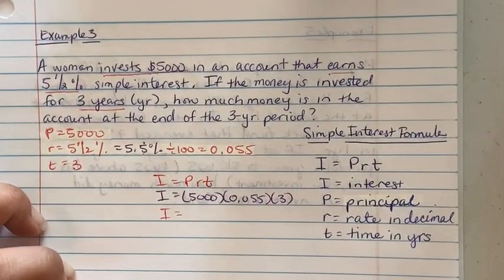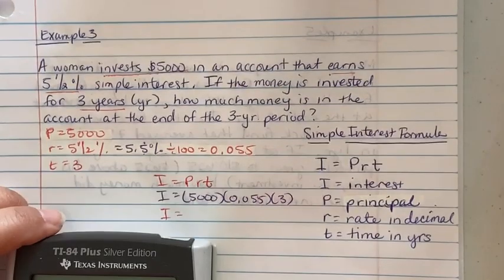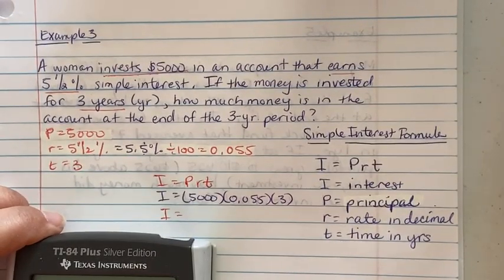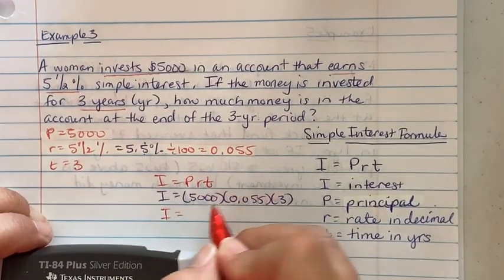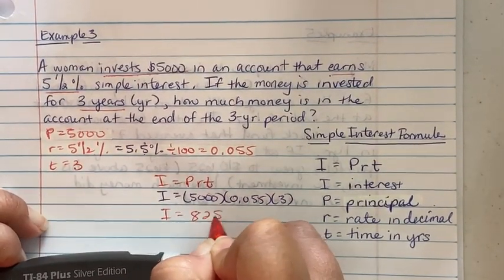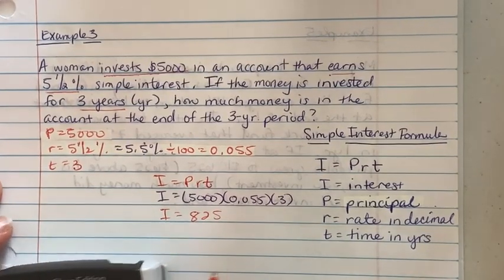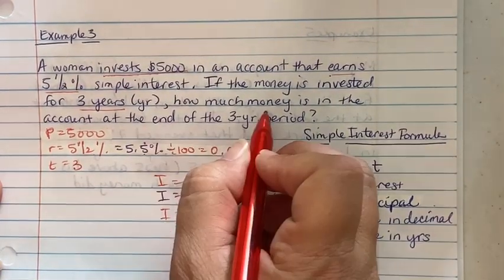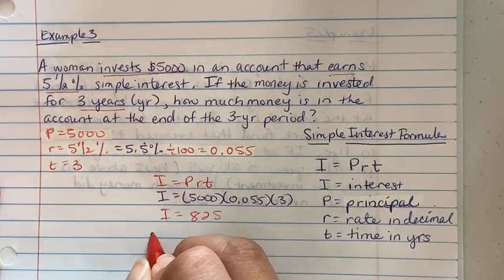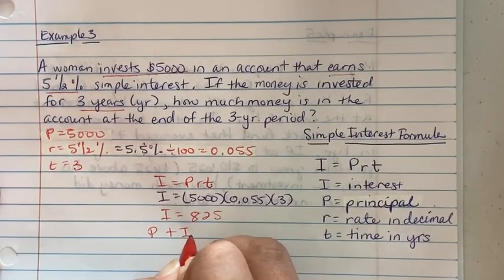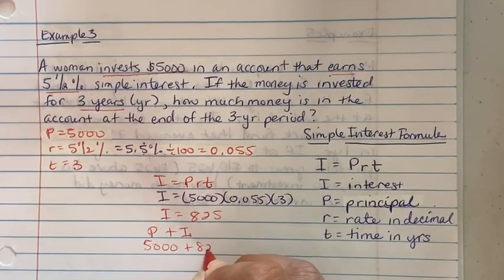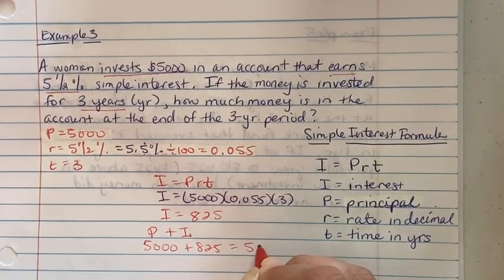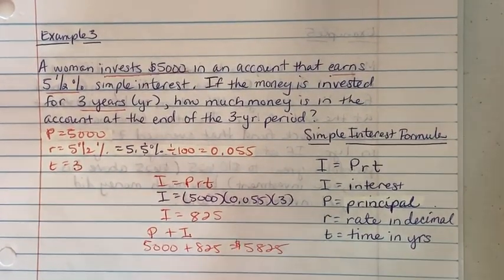So using your calculator, 5,000 times 0.055 times 3 results in 825. But it says after the 3 years. So remember, you need to do your principal plus your interest. So 5,000 plus your 825 is 5,825.